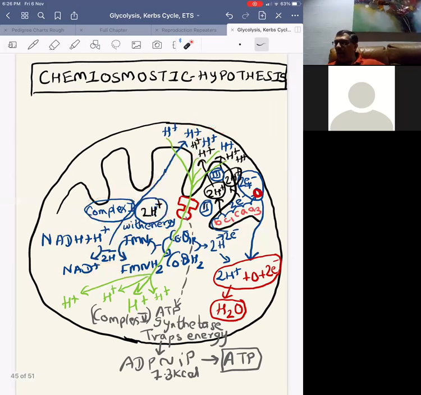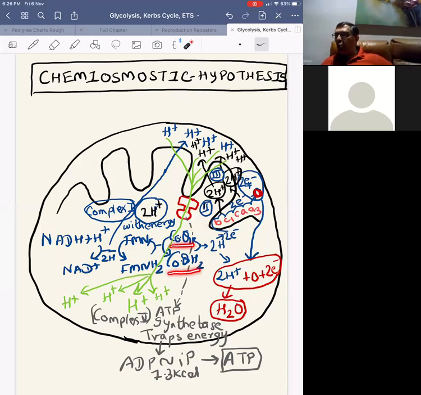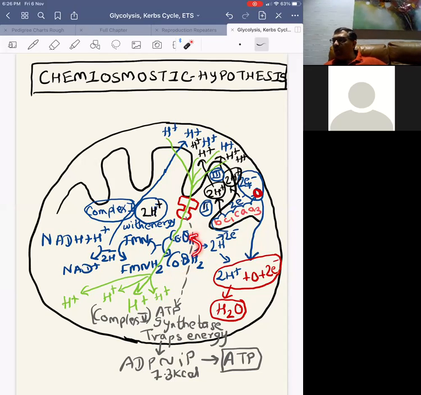Back to the diagram. From FMNH2, hydrogen will go to coenzyme Q. And coenzyme Q will form coenzyme QH2. In other words, ubiquinone will become ubiquinol. That we remember. And coenzyme Q will become coenzyme QH2. Coenzyme QH2 में से again coenzyme Q बन जाएगा. 2 hydrogens are given out. Hydrogen with energy will split to form protons and electrons.